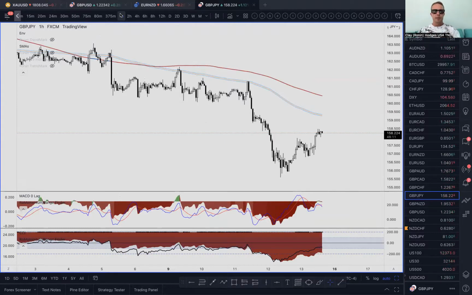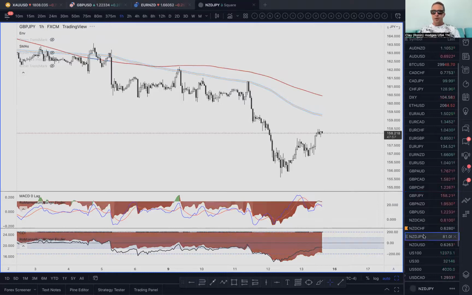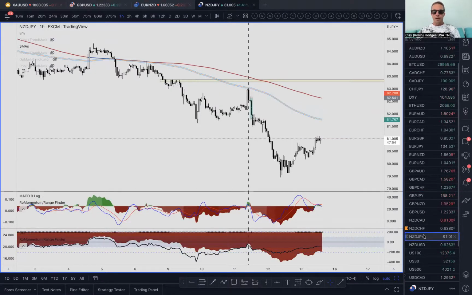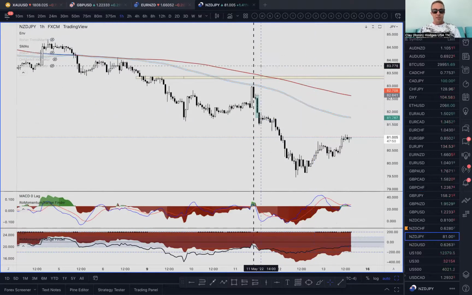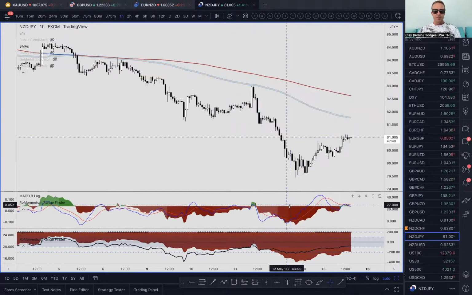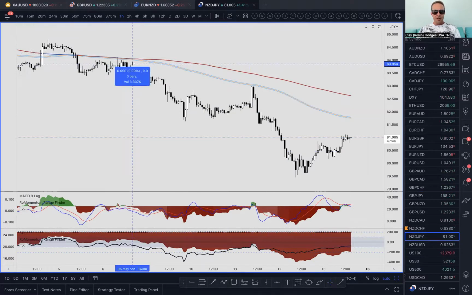What I'm looking for here is identifying the trend, and this is super, super important. If you don't have an overall market bias, so to speak, that's a problem. So identifying what your bias is and then trading around that bias. In other words, NZDJPY is just a great example here. I mean, look how bearish this is, right?